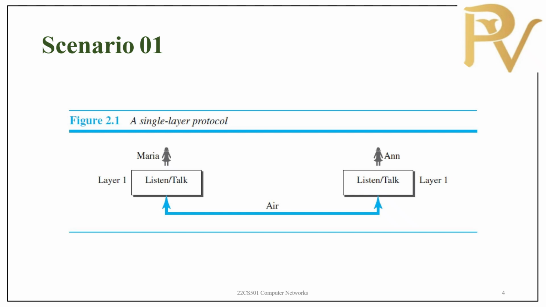So this is going to be a layer one protocol. Let us imagine you have a friend X, and you are continuously talking to your friend. At the other end, your friend will be listening, and if your friend talks, you will be listening. The communication takes place in air. If one person listens, the other talks, and if one talks, the other listens. So this is a single layer protocol, where there is just air in between.